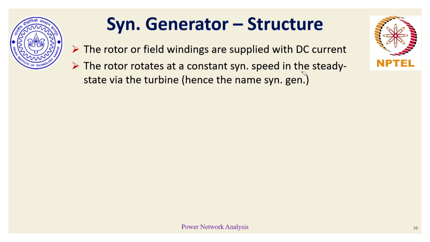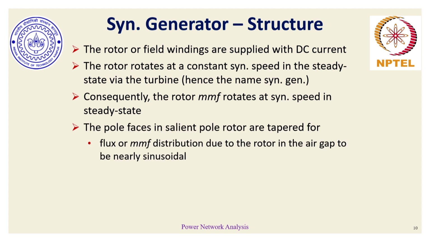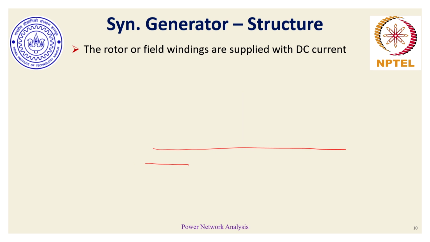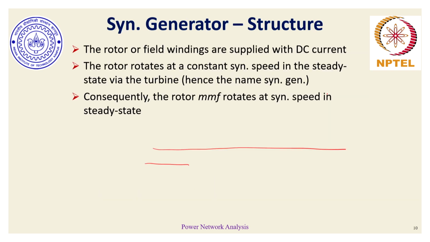So the rotor windings also carry DC current, and the rotor rotates at synchronous speed in synchronous machines, and hence the name synchronous generator. The rotor MMF also rotates at synchronous speed driven by the turbine or the mechanical load. The pole faces in a salient pole rotor are intentionally tapered so that the flux distribution remains as close as possible to sinusoidal in the air gap between rotor and stator, and the flux density tends to be maximum at these pole faces, which are the pole faces over here. So the flux density is very high compared to the positions A1 and A2 because the air gap is larger there.